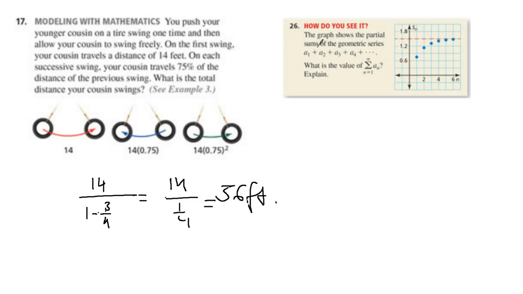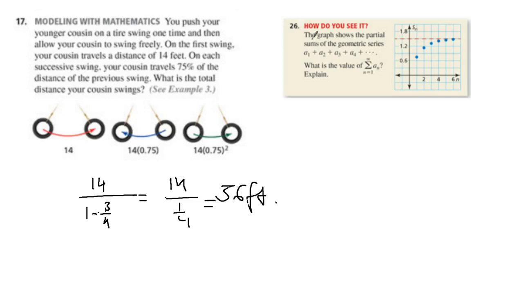And these things actually do happen in real life. That, of course, is more complicated with the wind and stuff. But if you swing, you can actually determine how much distance you swung, if you know how much of the distance the first swing was compared to the second swing. So let's do 26. How do you see it?